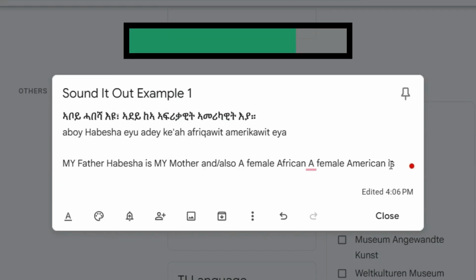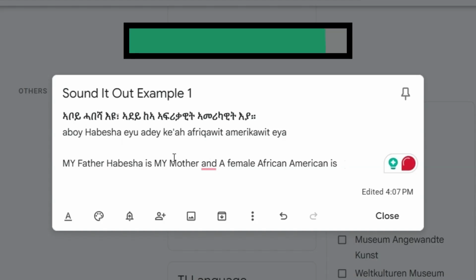Let's look at what we got. My father, Habasha, is. My mother, and are also female American, a female African, a female American. So since these are two descriptors, we can take out this part. And also is usually for additions, but sometimes with things that are the same, I would use and here.